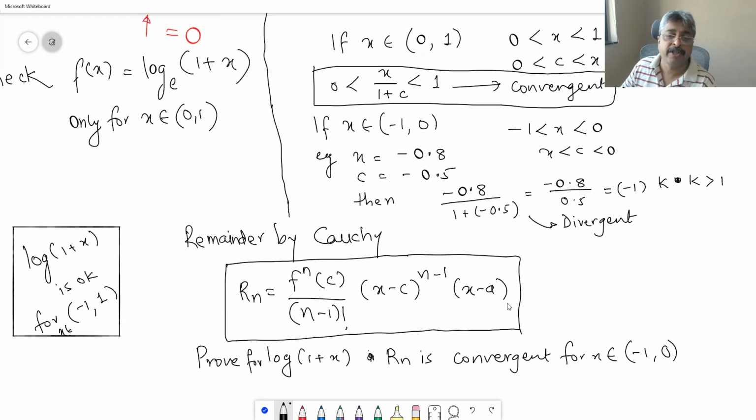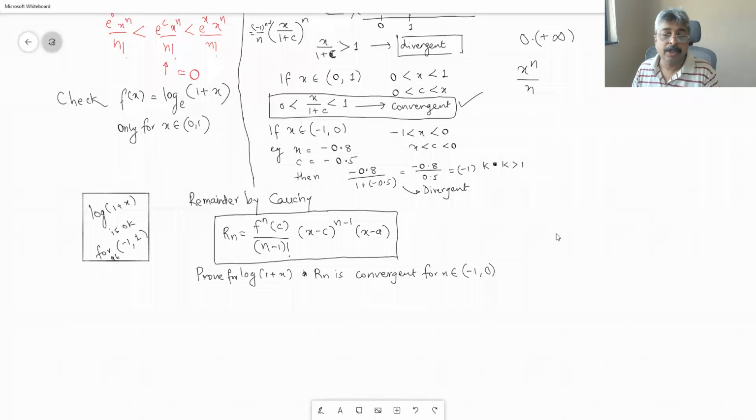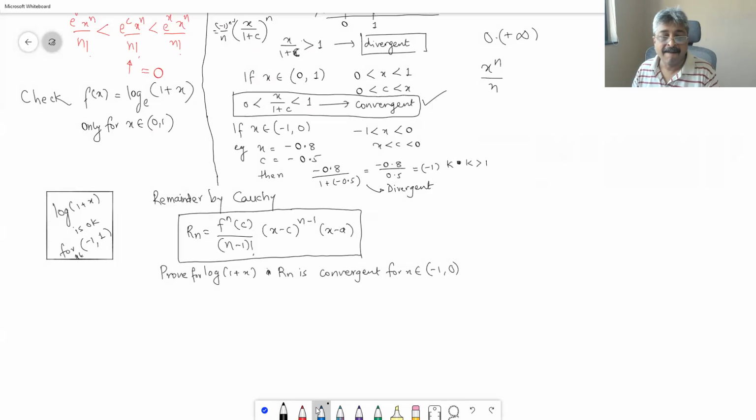Okay, so what is pending with you now is, if this is the remainder by Cauchy, you have to prove that the nth derivative evaluated at c of this function log 1 plus x is convergent between minus 1 to 0. And it is doable. Do it. Okay, so let us look at this remainder now. Basically, our base point is 0, so a is equal to 0.